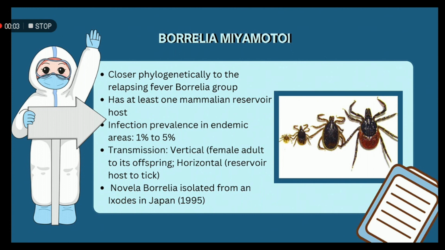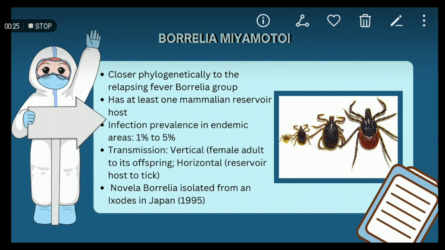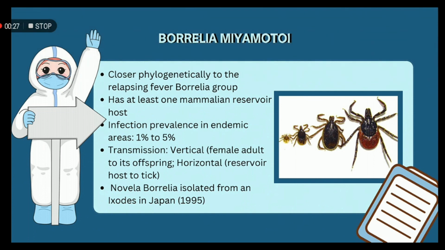Borrelia miyamotoi. B. miyamotoi is closer phylogenetically to the relapsing fever Borrelia group than it is to B. burgdorferi. However, similar to B. burgdorferi, it has at least one mammalian reservoir host. The white-footed mouse is preferred host in the eastern United States. The infection prevalence of questing nymphs in endemic areas is quite different from B. burgdorferi. It is 20% to 50% in B. burgdorferi and only 1% to 5% for B.